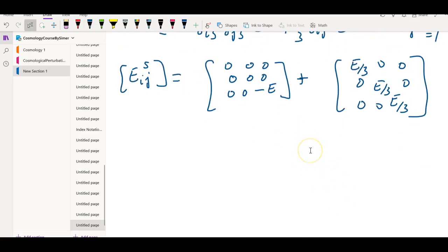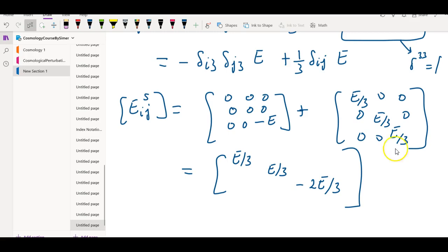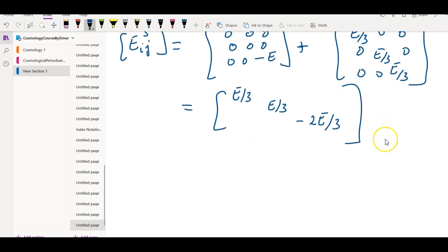Okay, so I got Eij scalar. So Eij scalar gives me E by 3, E by 3, minus E plus E by 3, minus 2E by 3. And note that this is traceless.